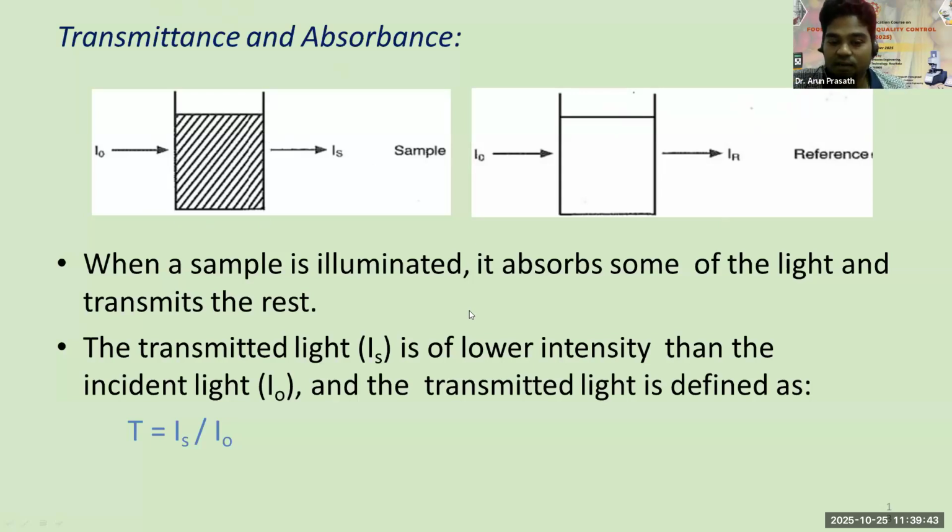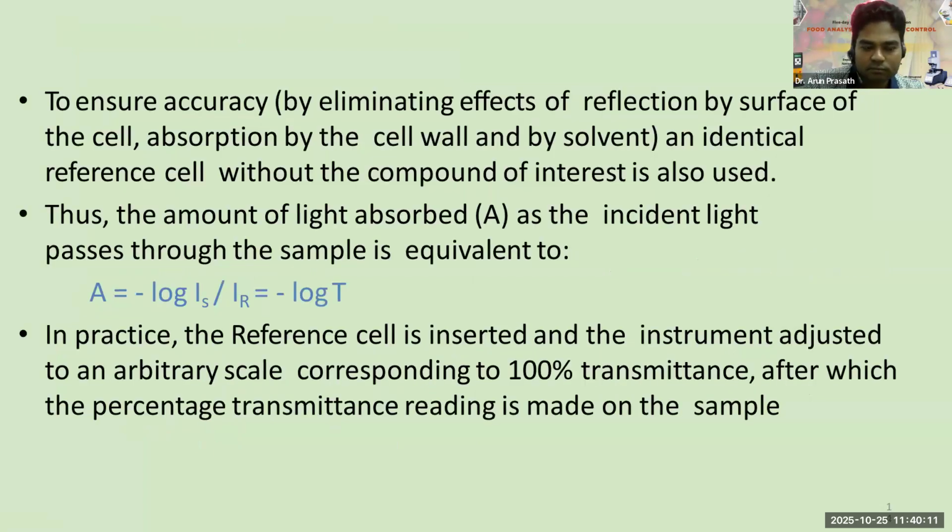When the sample is placed, it may absorb some of the light or it may reflect back some portions. So the transmitted light, that is I, has a lower intensity than that of the incident light, I naught. And the transmittance is defined as T, which is equal to I, the transmitted light, divided by the initial light, I naught.